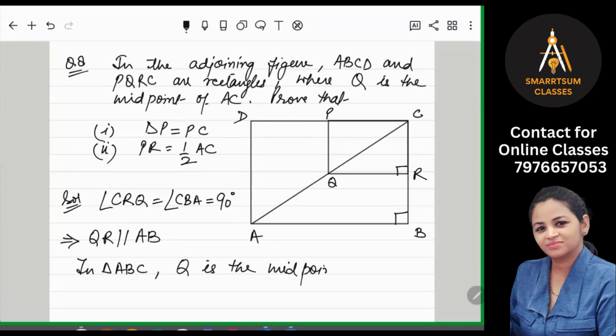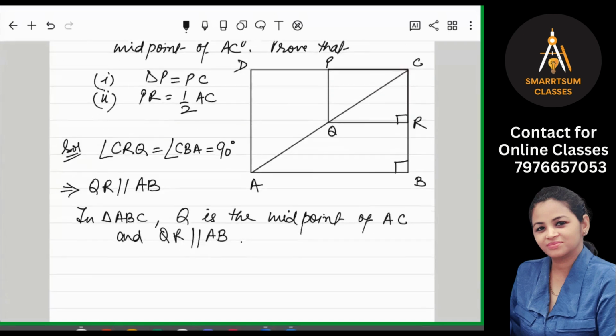Q is the midpoint of AC. Yes or no? Q is the midpoint of AC, right? And QR is parallel to AB, right? So Q is the midpoint of AC within this triangle and QR is parallel to AB. That means what? By midpoint theorem, R will be the midpoint of BC.